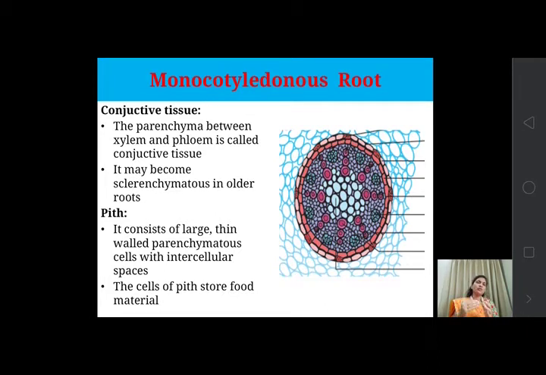Okay, now the next part, the last part of the root system, is the pith.